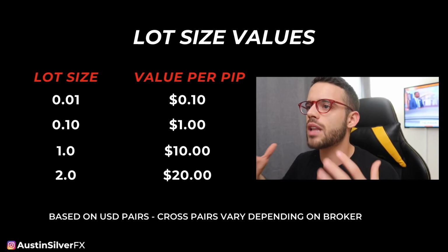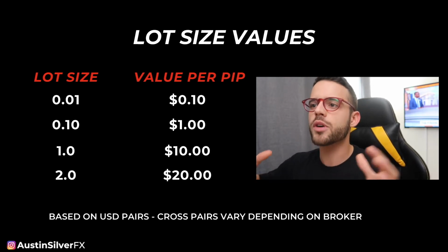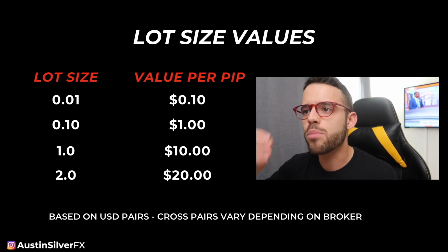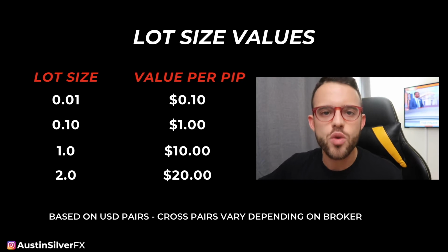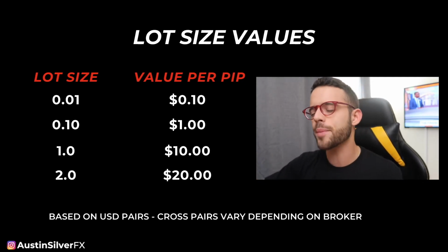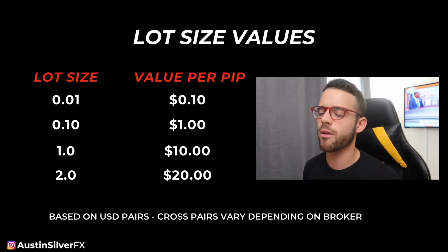First, let's talk about lot size values just so you understand. As you can see, I built a little table here on the side just so we can reference that as we're going forward. But for those of you that don't already understand, if you're trading a lot size of about 0.01, that's going to be about $10 per pip when you're trading a USD pair. If you're trading a cross-currency pair, as I have noted down here below me, it might vary a little bit depending on your broker. But for the most part, we can use round numbers for this stuff, right?